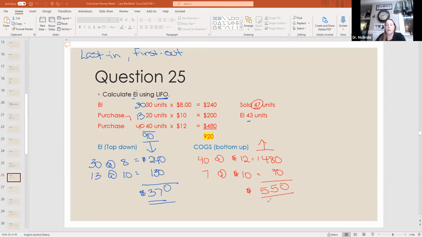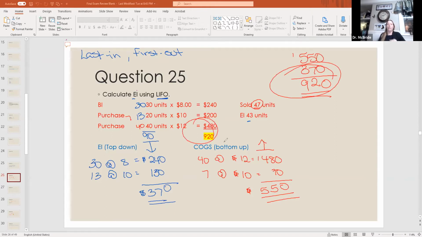So my cost of goods sold is 550. Now, if I add my cost of goods sold plus my ending inventory, I get 920. And that's because 920 was my dollar amount of goods available to sell. Everything that was available to sell has to end up in one of two places, either in ending inventory or in cost of goods sold. So you can check yourself by working both ending inventory and cost of goods sold.